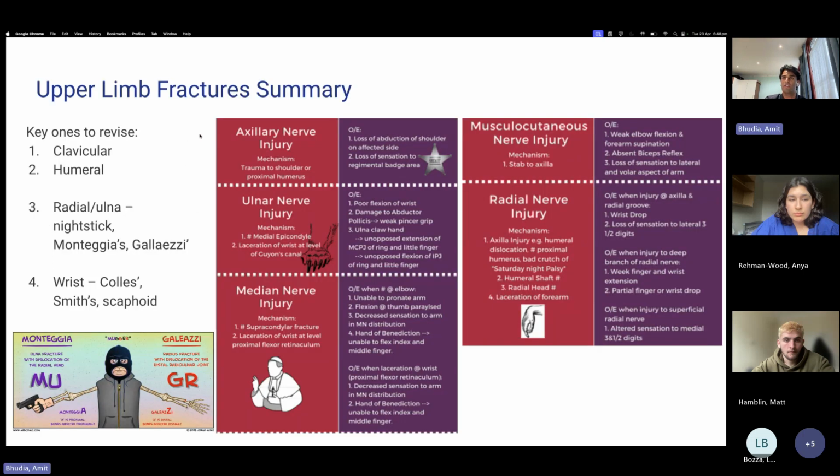And then this is just an outline of the upper limb fractures. We're not going to go through them in detail, but I think it's worth mentioning the ones you should learn: the clavicular fractures, humeral fractures, radial ulnar, so nightstick, Monteggia, Galeazzi, and then for your wrist fractures, you need Colles, Smith's, and scaphoid. And then it's also worth remembering the different nerves in the hand and what different injuries can cause what symptoms and presentations. And then this is just a graphic at the bottom that I like to use to remember the difference between Monteggia and Galeazzi.